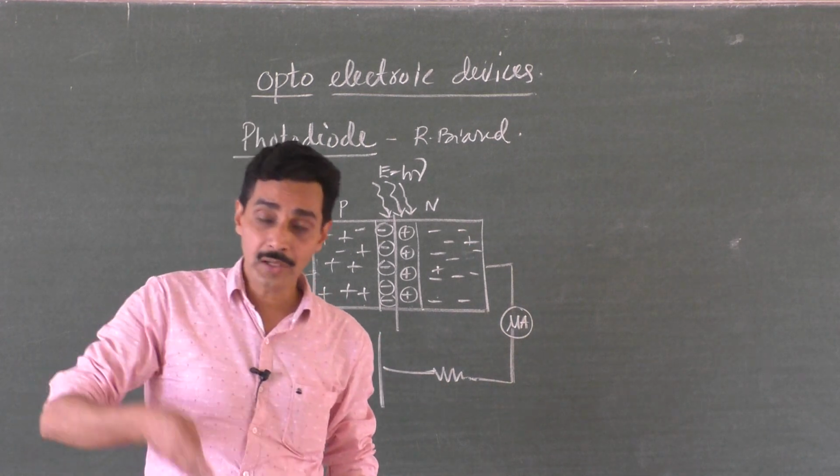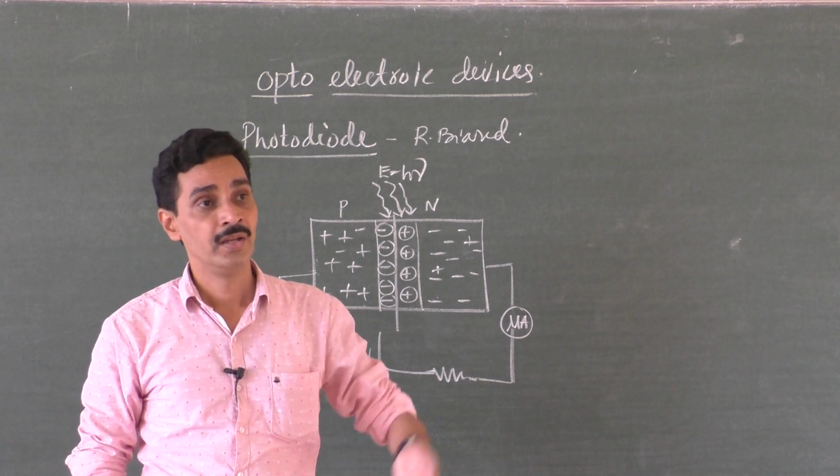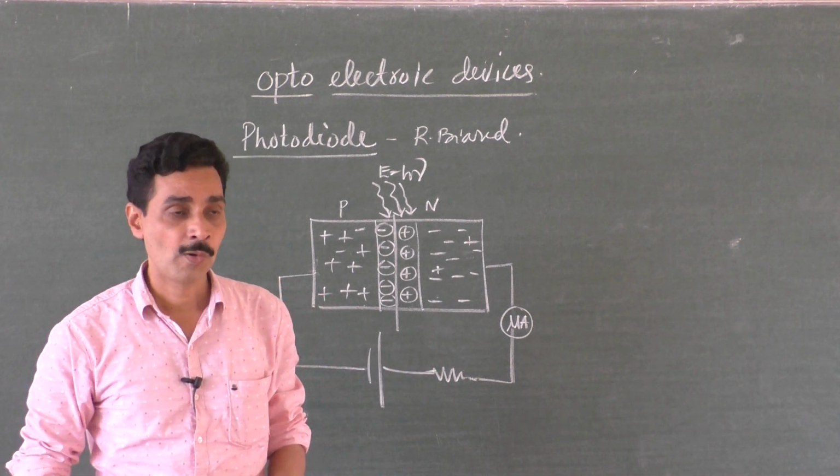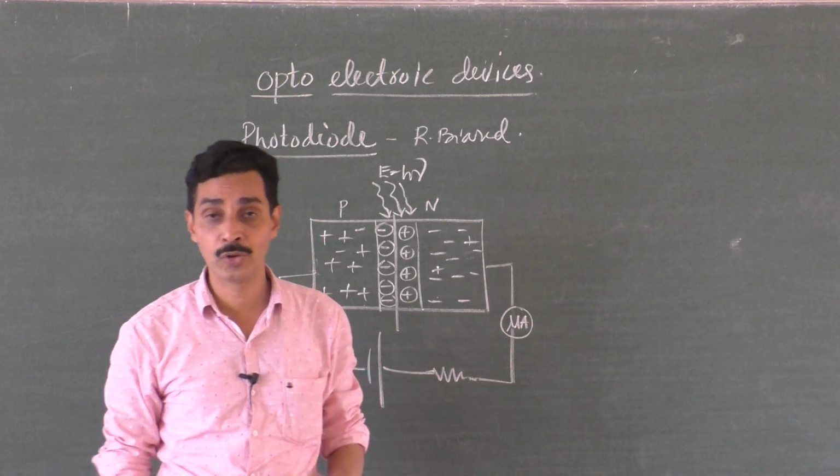And if you put more and more intensity of light, you know the photoelectric effect principle, same way, when the intensity of light is more, more and more photons will fall on this, and more electrons will become free, more and more holes will be created.